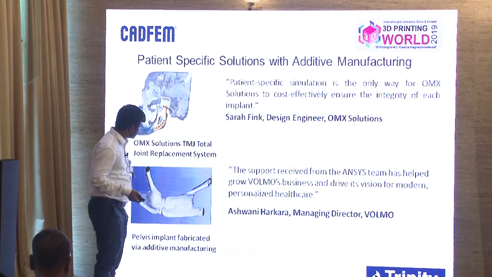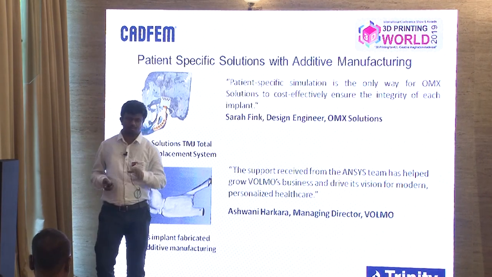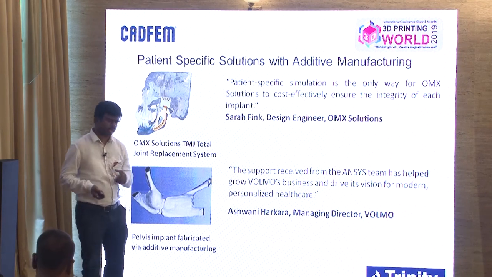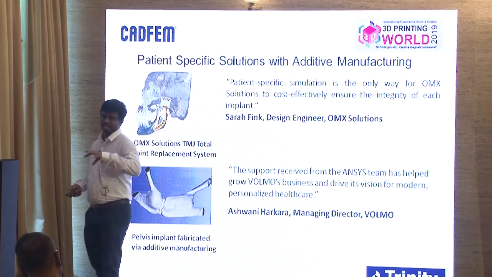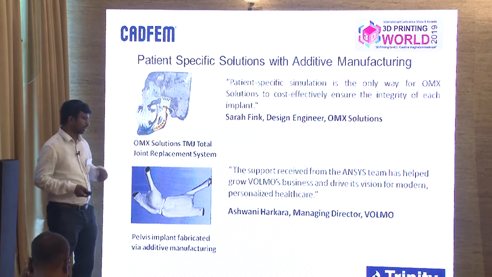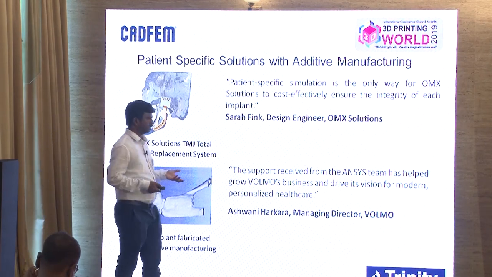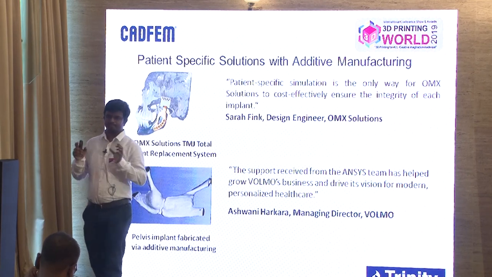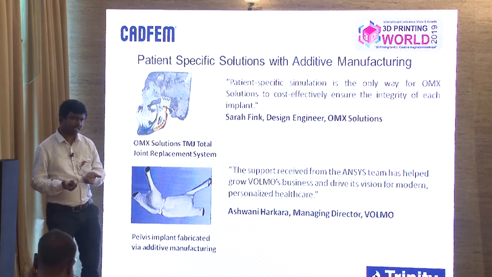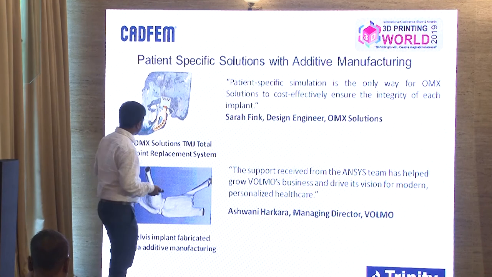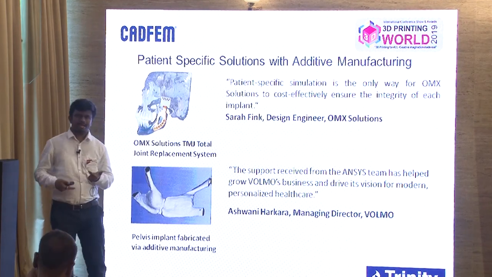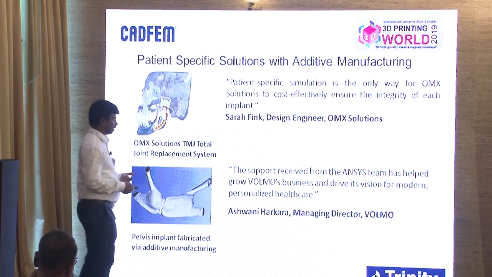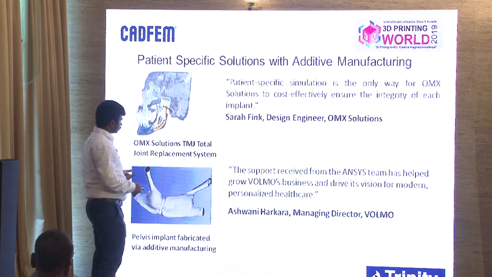And then the other case study is about the pelvis. It was a bone cancer case where a lot of bone at the pelvis site had been eaten away by the cancer cells. Then it was possible to operate in an efficient way, providing a patient-specific, physiologically enabled implant by 3D printing. Again, simulation played a major role in coming up with that kind of implant.